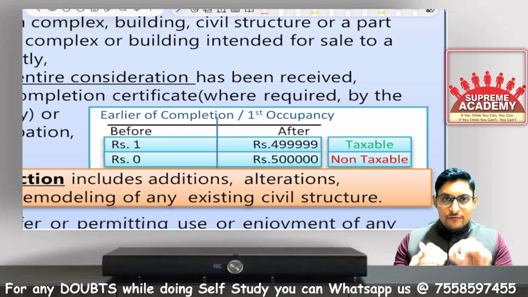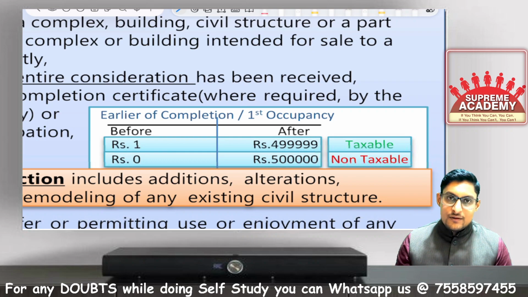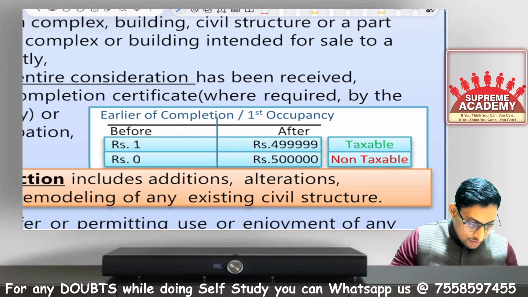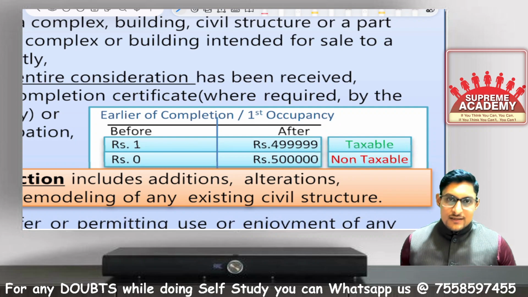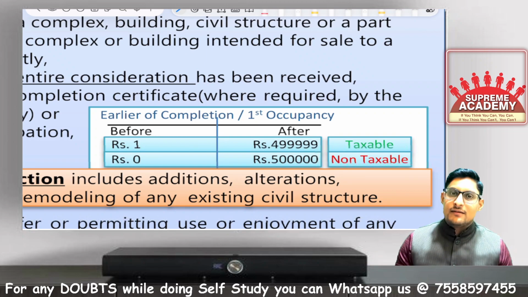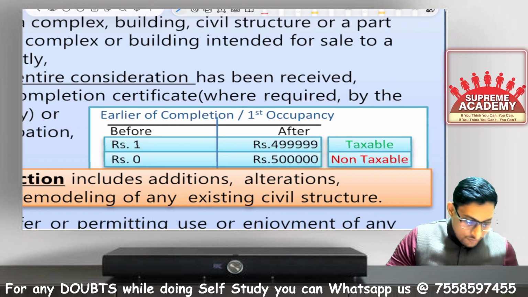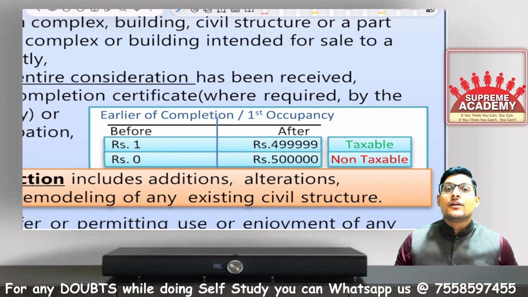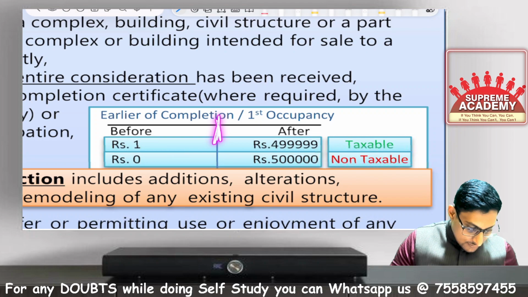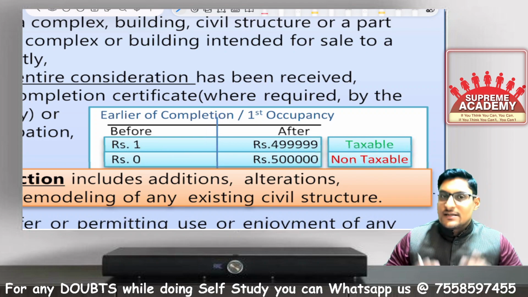Confirm the date on which you are receiving the completion certificate, or you are having the first occupancy, the first time you went to the flat for living. Whichever will be earlier, the earlier of completion or first occupancy, freeze that date. Say, for example, today I received the completion certificate, and day after tomorrow I took my first occupancy. Which date came first? Completion certificate. So I locked this date.